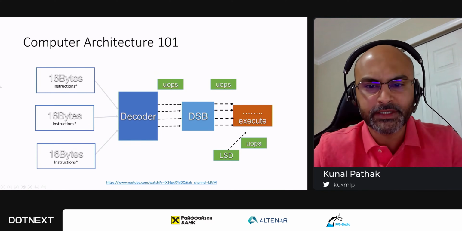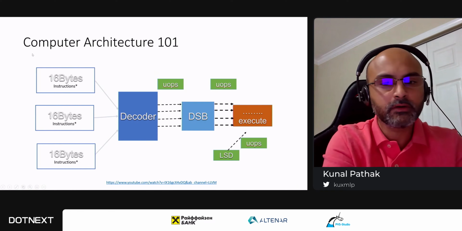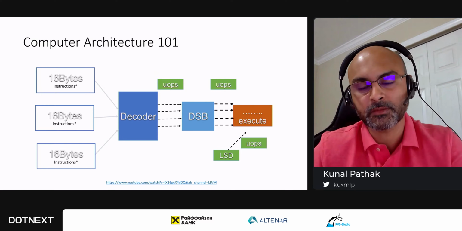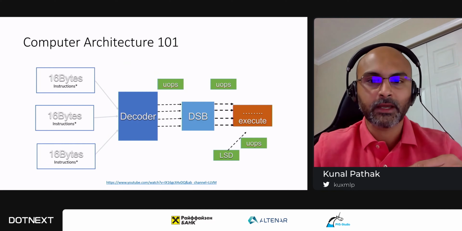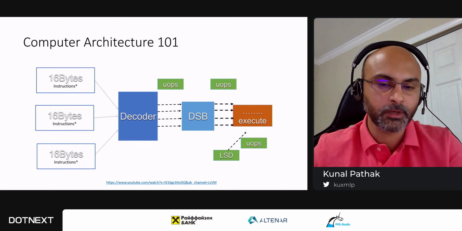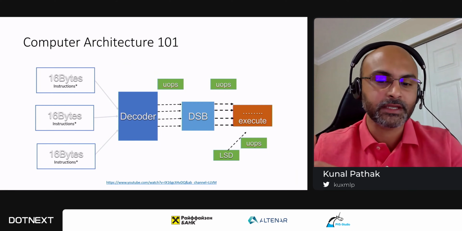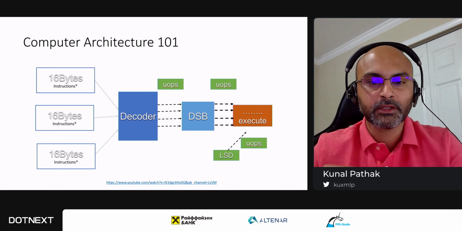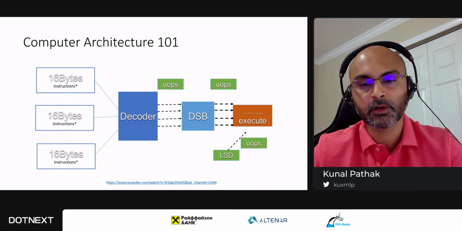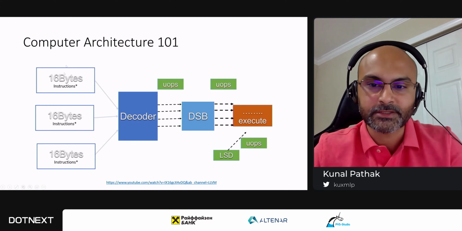Now there is something called the DSB, or decoded stream buffer. What it does is cache the micro-ops. So it knows that there are these micro-ops, and if they are fetched from this particular address, it just caches them in a dictionary. So they don't have to fetch those instructions again and again, or decode and convert them to micro-ops. They are already there in the DSB.